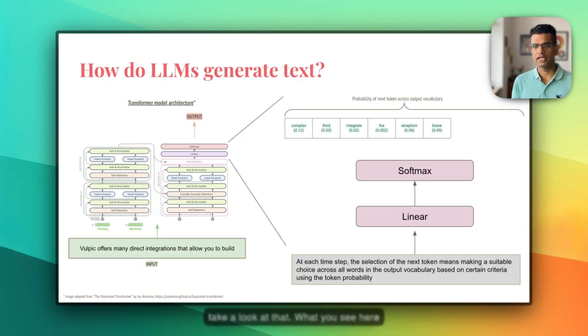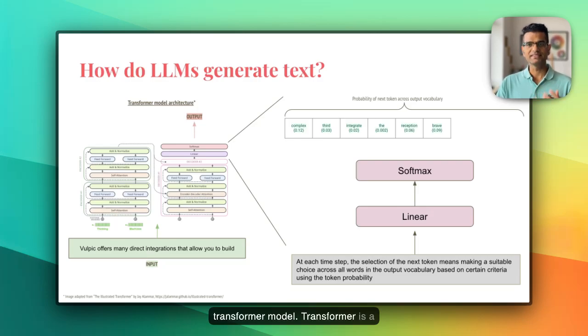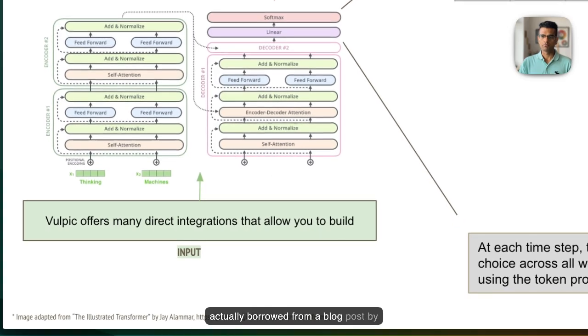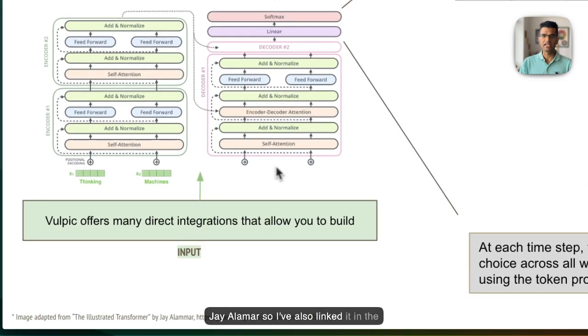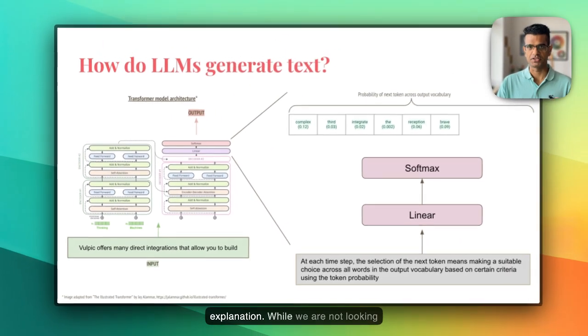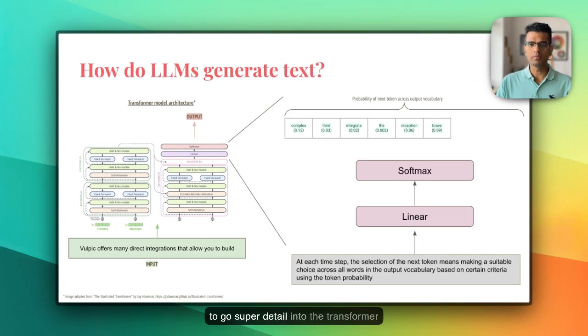What you see here is the architecture of the transformer model. Transformer is a kind of neural network architecture that forms the basis for most large language models today, including OpenAI's GPT-3.5, GPT-4, etc. So that's what you see on the left. This is borrowed from a blog post by Jay Alammar. I've also linked it in the slides, and you can take a look there, and it has a really nice detailed explanation.